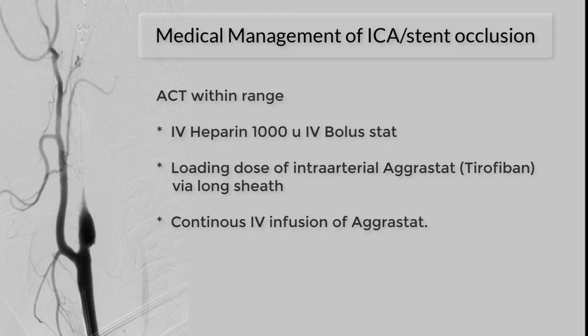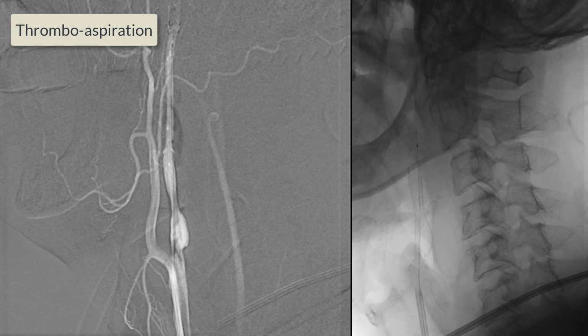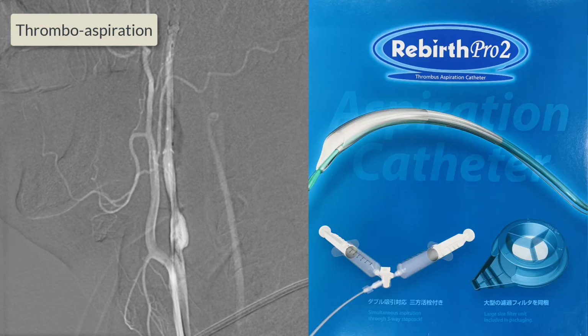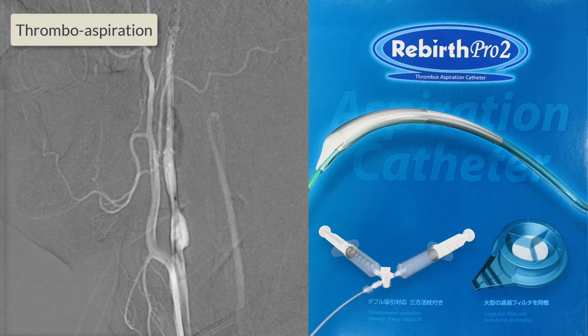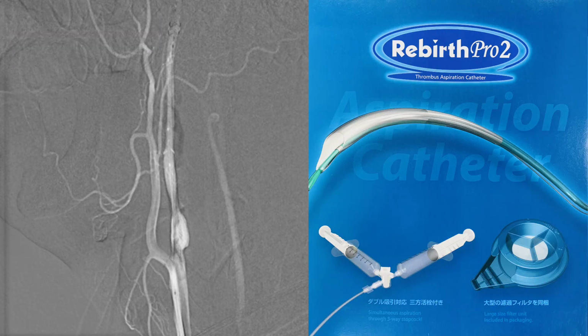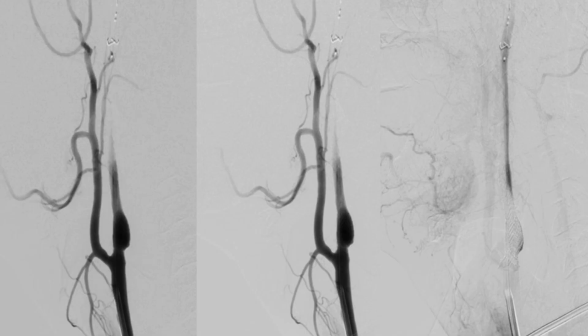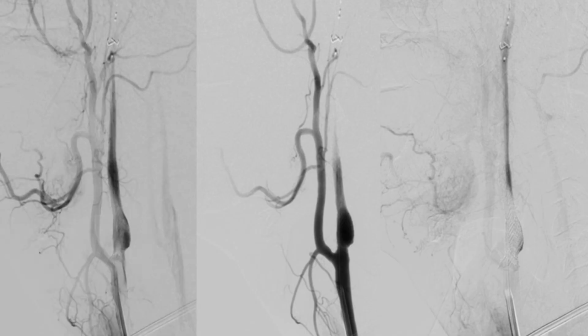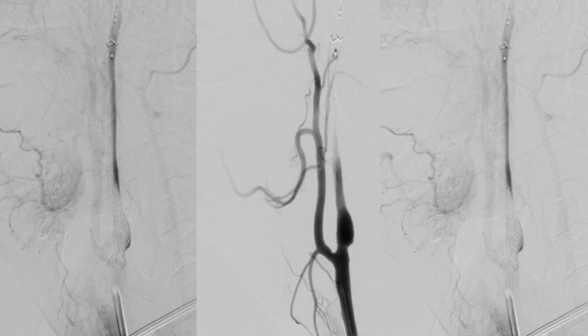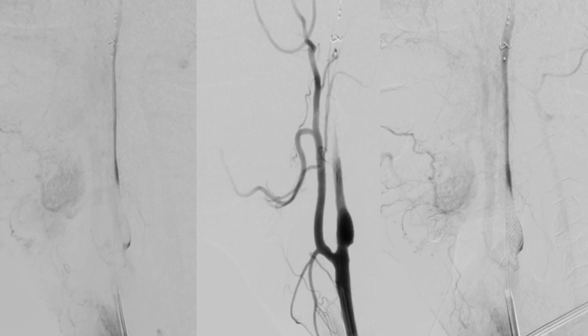We immediately checked ACT, which was within desired level. We repeated 1000 units of heparin bolus. We gave a loading dose of Aggrastat via guide catheter and started IV infusion. We also performed aspiration of the thrombus using a coronary aspiration catheter. After all these efforts, check angiography showed some restoration of the flow in the internal carotid artery and across the filter, so we decided to retrieve the filter device.